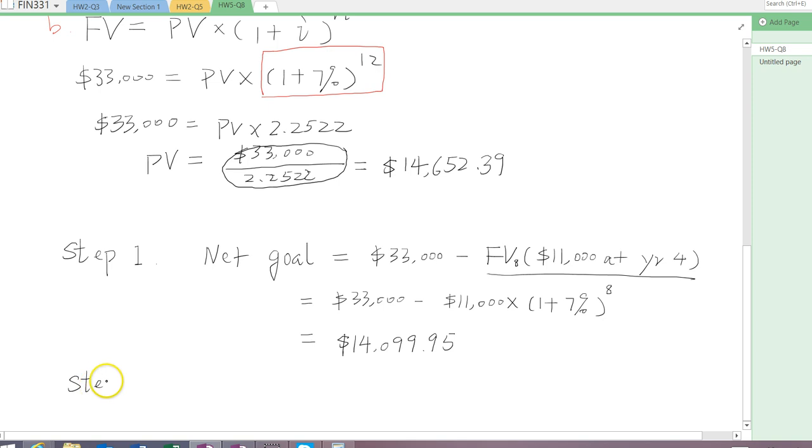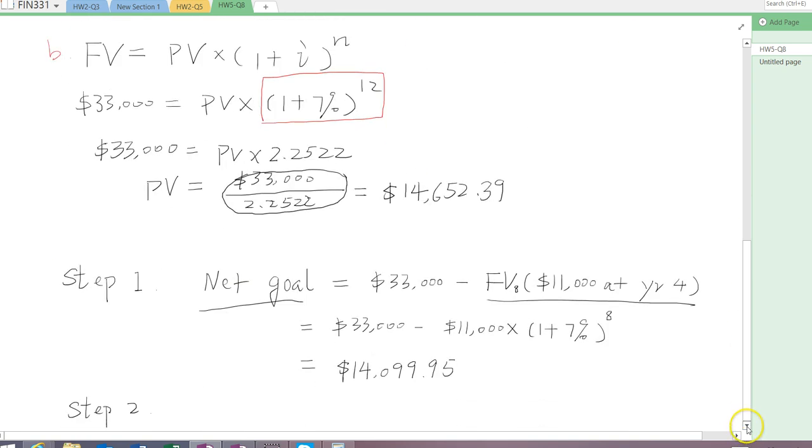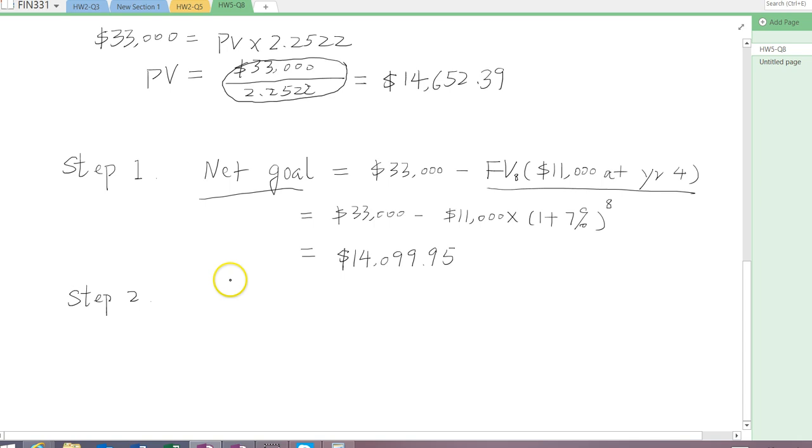Then step 2 is, given this net goal, this net goal becomes the new future value for our 12-year annuity, because that's the purpose of making the annual deposit, to reach this net goal. And this net goal occurs in your year 12, so that's our future value. The difference between the second step and part A is the future value. Now the new future value is this net goal instead of the original $33,000.